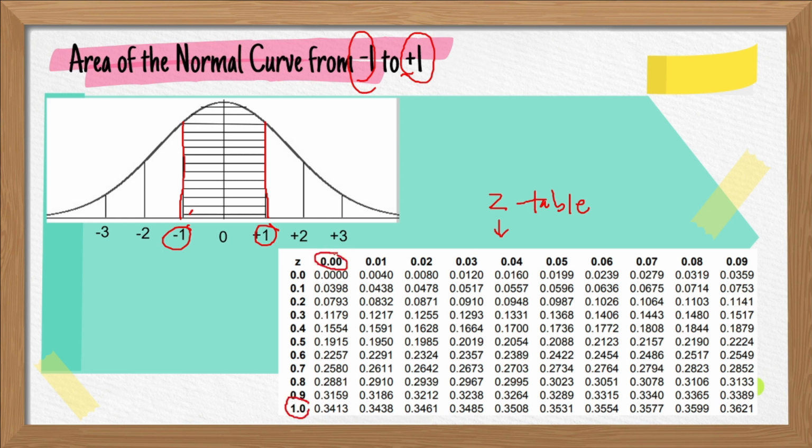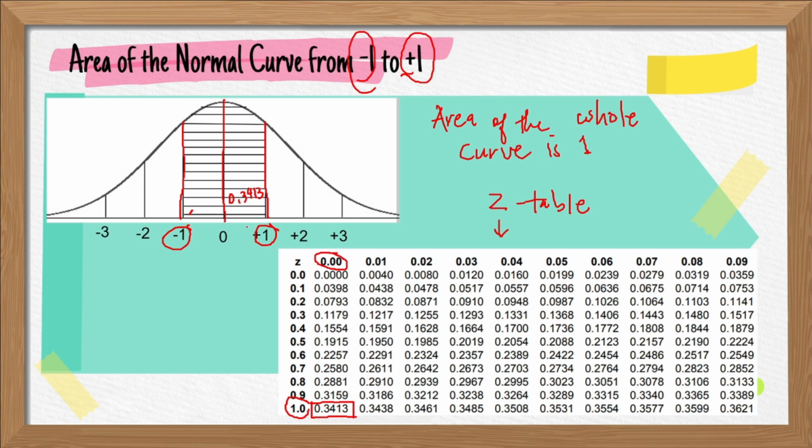1.0. So, 0. Tapat natin sa 0. So, that is +1. So, ang area niya is 0.3413. So, this is 0.3413. By the way, ang area ng buong curve ay 1. So, area of the whole curve is 1. So, ibig sabihin, kapag hinati mo yan, kapag kalahati, 0.5 ang area.